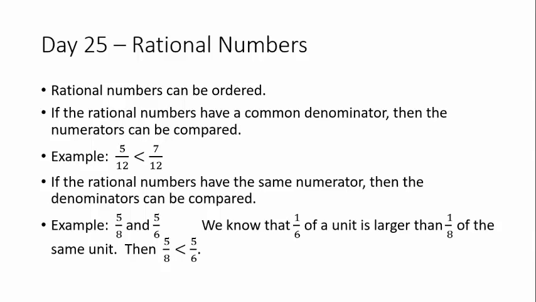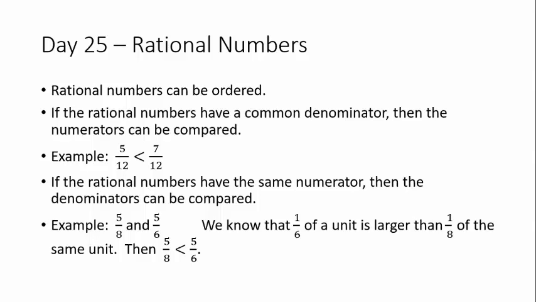If the rational numbers have a common denominator, then the numerators can be compared. For instance, we have this example, 5/12 and 7/12. Both have a denominator of 12. Because 5 is less than 7, we know that 5/12 is less than 7/12.